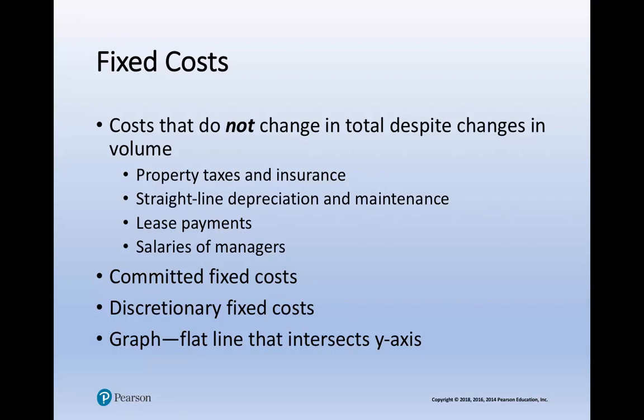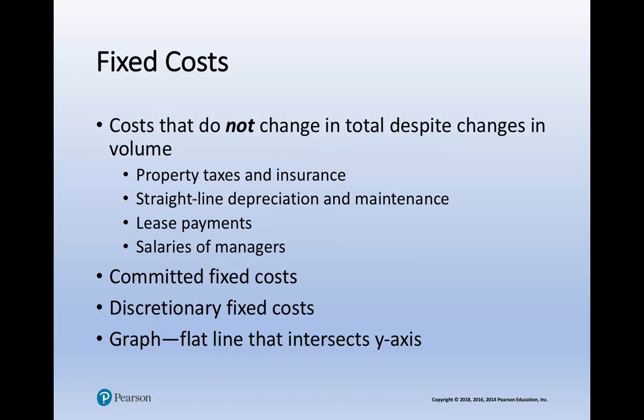So we have committed fixed costs. Those are basically costs where we have some sort of agreement or contract that is forcing us into them. We've committed to them. So a lot of the time leases or salaries or property taxes and insurance are all committed fixed costs. Some sort of third party or agreement is binding us to that fixed cost.